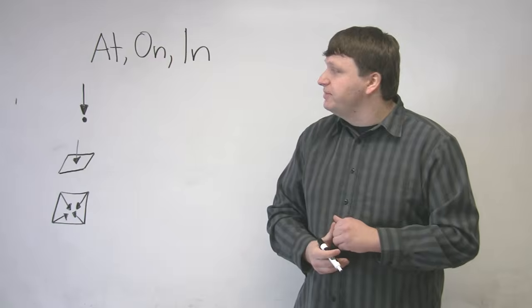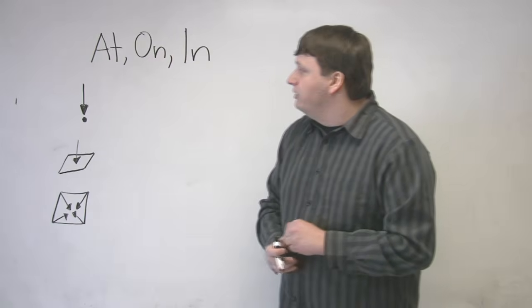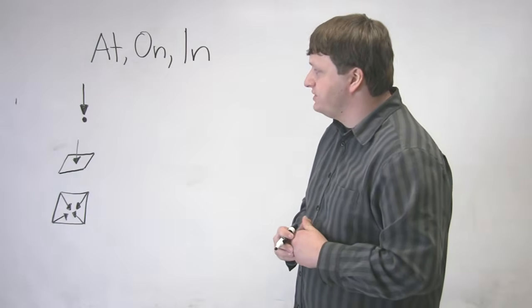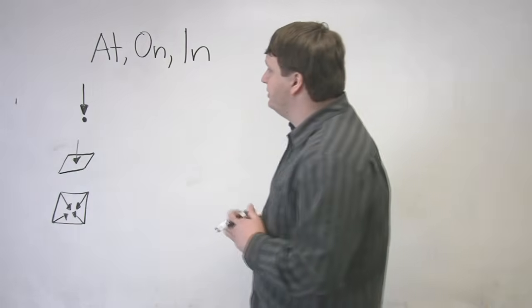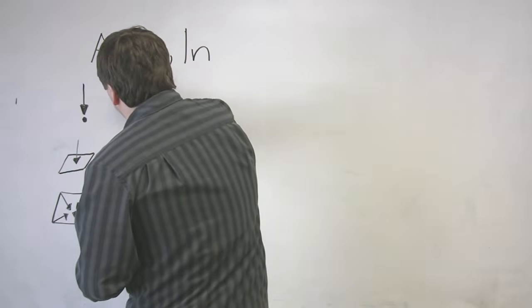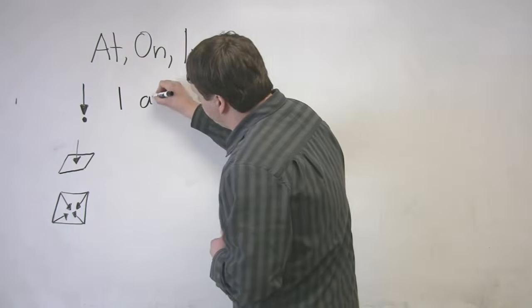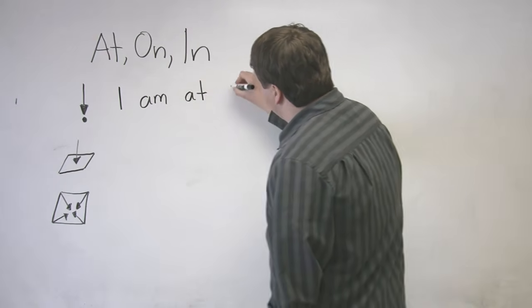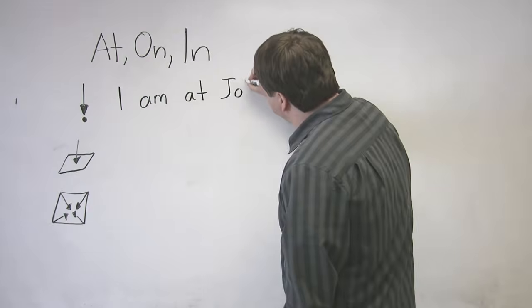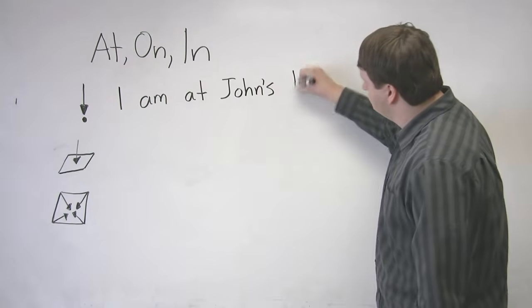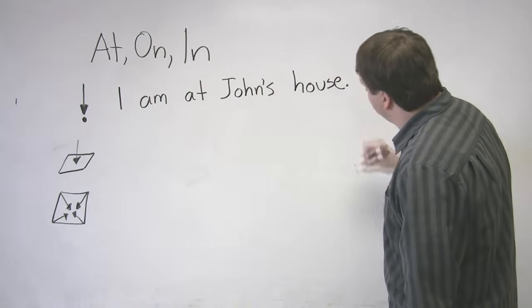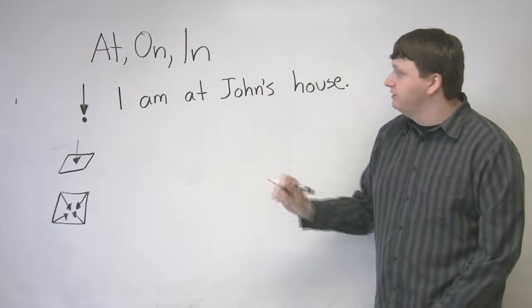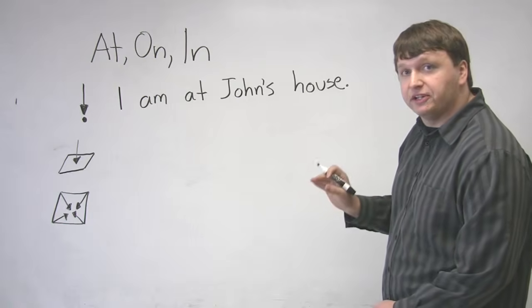So let's do some examples of each one. Now, for at, we used an example of being at someone's house. So I will write an example with that. So I am at John's house. Okay, so I am at a specific place, okay? A specific location, a specific point.